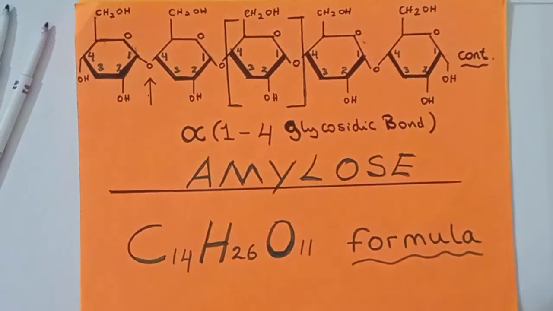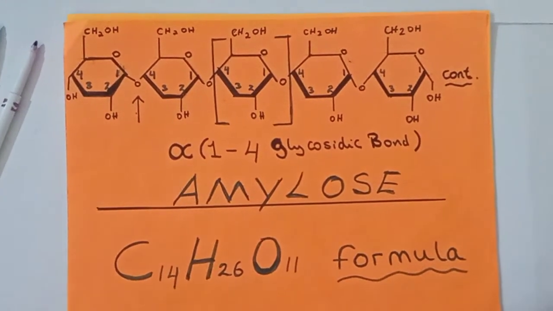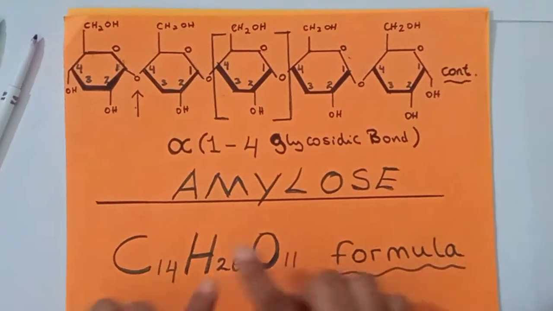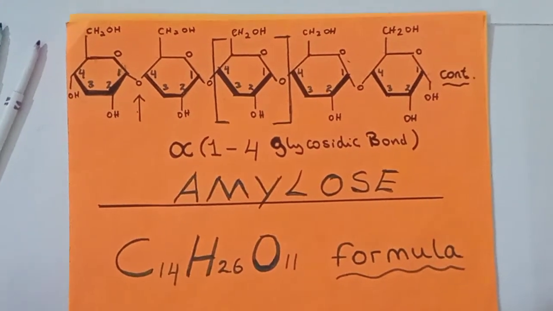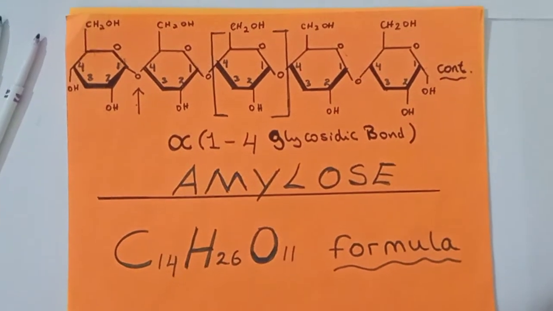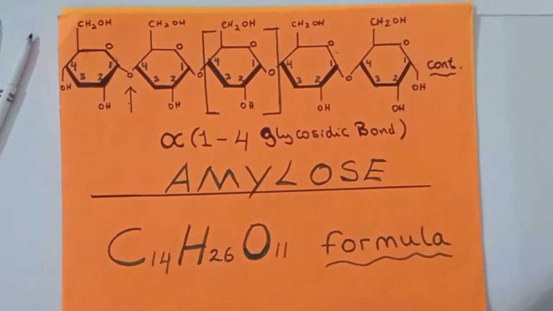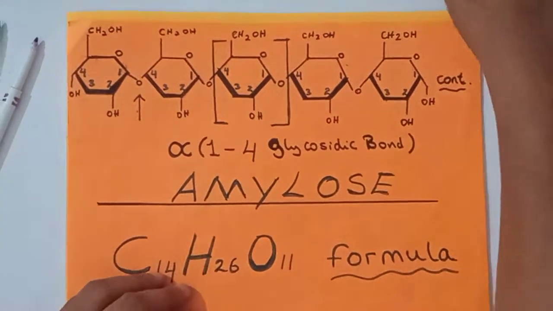In this video, I'm going to explain a polysaccharide known as amylose, which is a component of starch. It is also known as a complex carbohydrate. The key function of amylose is energy storage in plants, known as starch, and it is the main carbohydrate in the human diet, found in rice, sago, and wheat, etc.